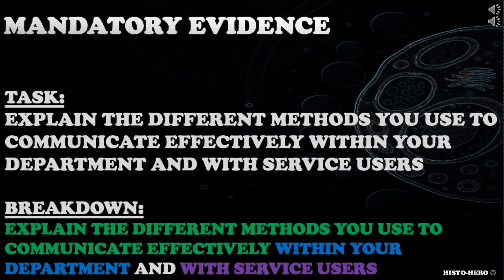This is the mandatory piece of evidence. And the task is, explain the different methods you use to communicate effectively within your department and with service users. So let's break it down. The first part is asking the candidate to explain different methods they use to communicate effectively. To be able to answer that, the candidate needs to know what the different methods of communication are.